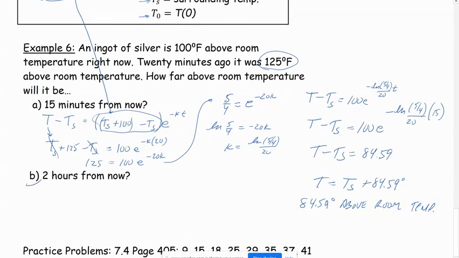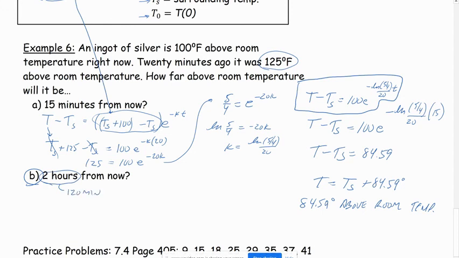Okay, so you go ahead and try B. You can still use the same equation that we derived here and find the temperature 2 hours from now. So pause your video, work that out, and then press play when you're ready to continue. Okay, so we did this previous problem in minutes, and this one is in hours. So 2 hours is just going to be 120 minutes.